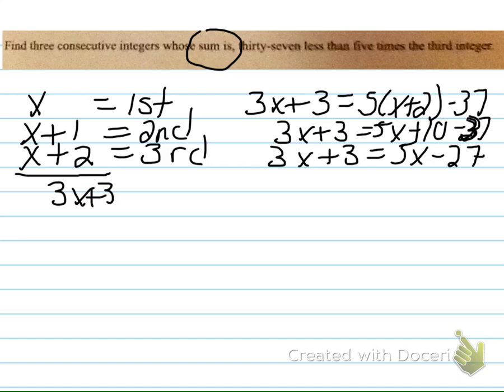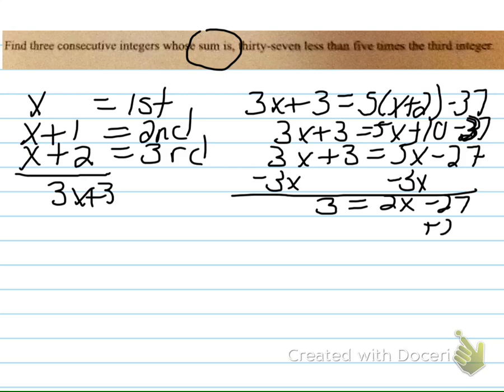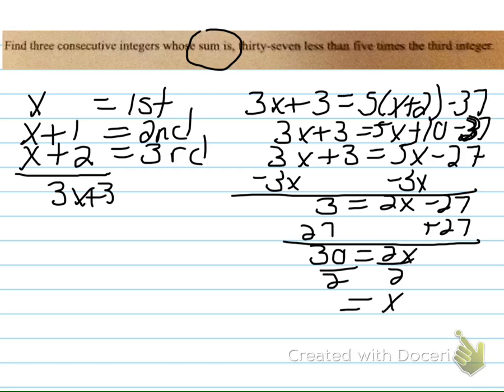Alright, so now let's get our variable on one side by subtracting 3x here and subtracting 3x here. That's going to give me 3 equals 2x minus 27. I'm going to add 27 to both sides. And now I have 30 equals 2x. We'll divide by 2, and of course x is going to come out to be 15. Now, if the first number is 15, then the second number would be 15 plus 1, or 16, and the next one would be 15 plus 2, or 17.